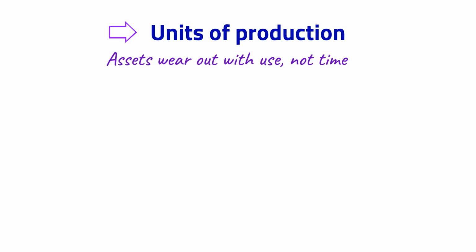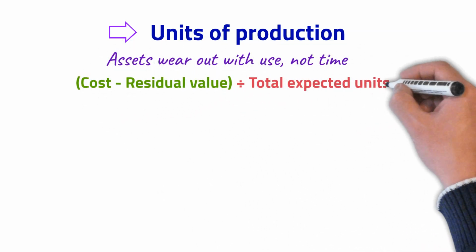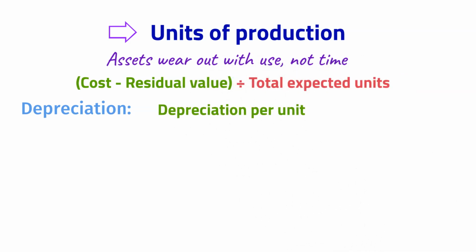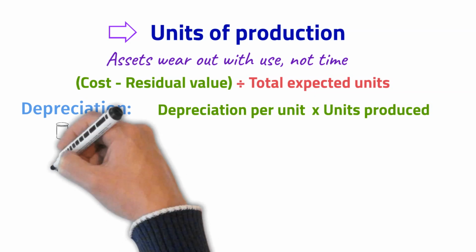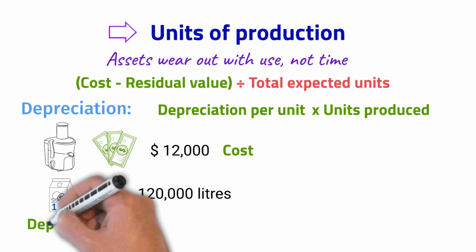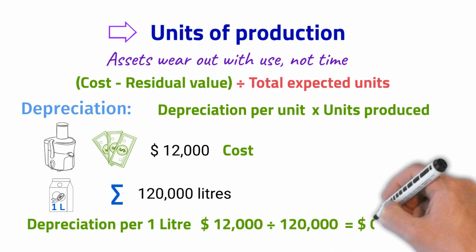Let's have a look how it works. Depreciation per unit will be calculated as cost less residual value divided by total expected units. Depreciation expense in each period then would be depreciation per unit multiplied by units produced in that period. Let's have a look at an example based on our apples. The apple press cost us $12,000 with no residual value, and it is expected to press 120,000 liters in total. Then depreciation per liter would be $12,000 divided by 120,000 and equals 10 cents per liter.